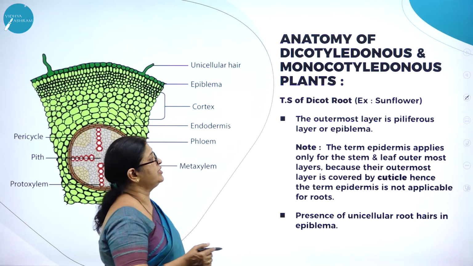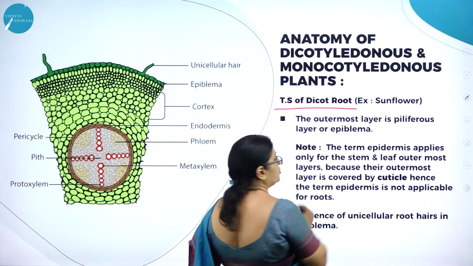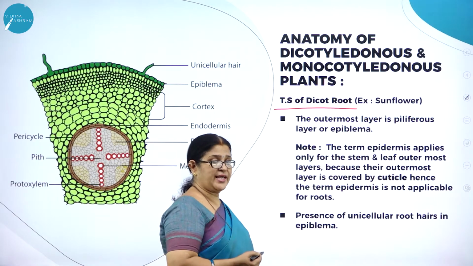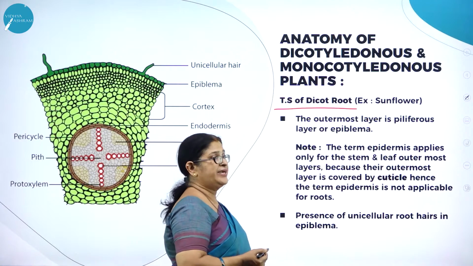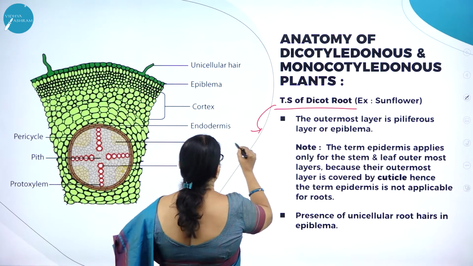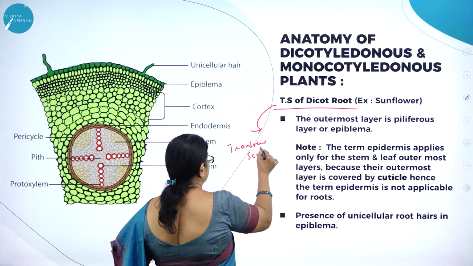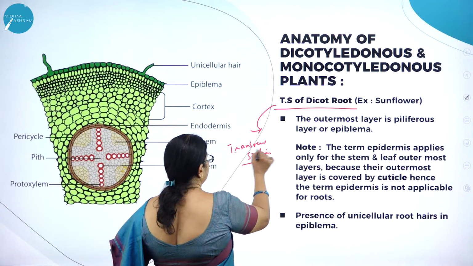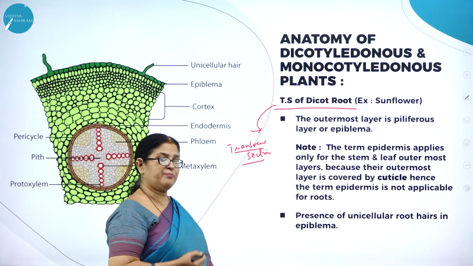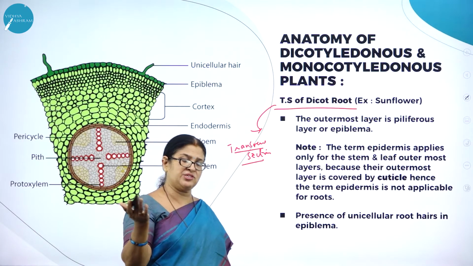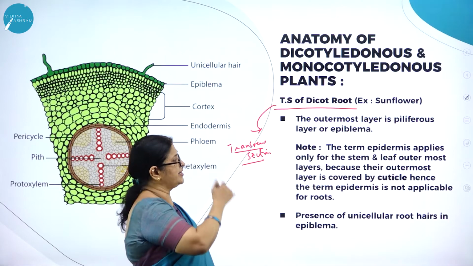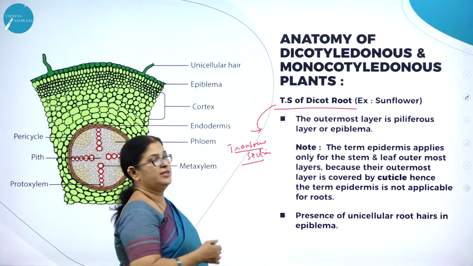First we'll start with the TS of dicot root. TS stands for transverse section. This is a very important part, even from a practical point of view. You need to take a thin section of a root or a stem and study the internal structure. Exactly, you'll get it like this, right?